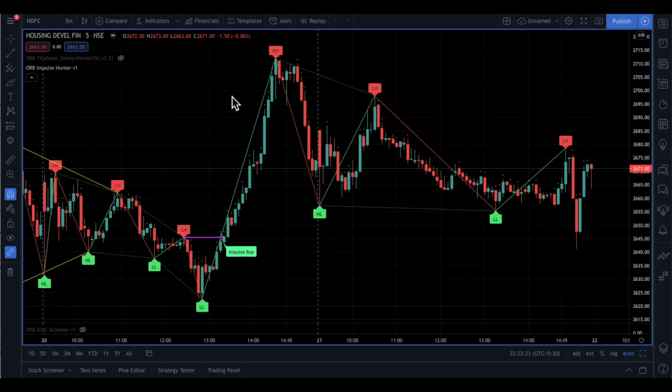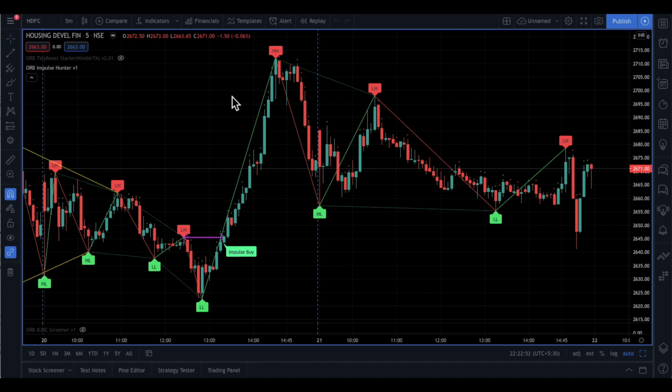So as we all know, this indicator will be very handy for the people who have done the Nimblr TA candle analysis course, where Nimblr sir talks about waves. And then he talks about the ascending and descending waves, and then he talks about the impulses and the impulse trades. So this indicator is purely dedicated to that segment which deals with ascending and descending waves.